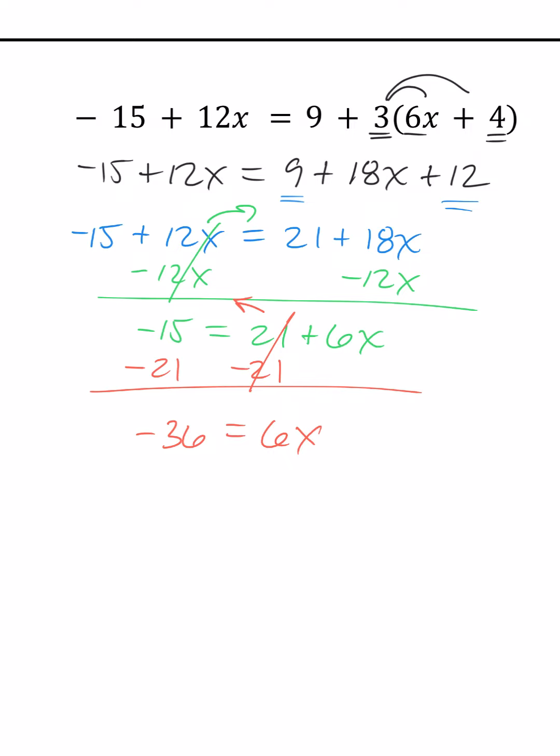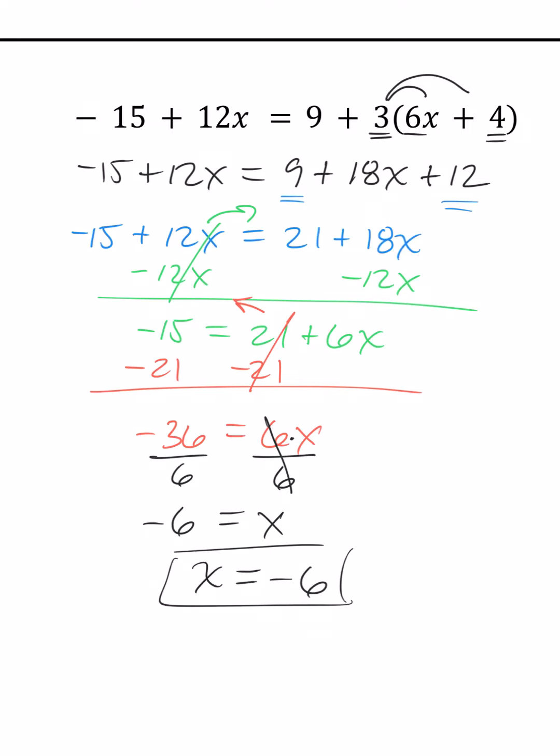And now the last step is just dividing. We're going to divide by 6 because 6 times a number is equal to negative 36. If we do the inverse of multiplication, division, we can isolate x. Negative 6 equals x, or we can say x equals negative 6. Again, if you want to see if this is correct or not, you can always take your solution and put it back into the equation to do a check step.